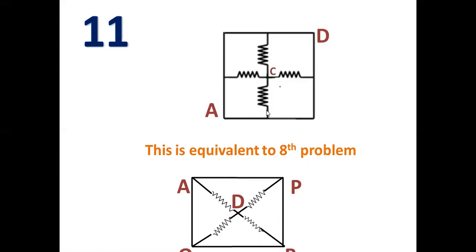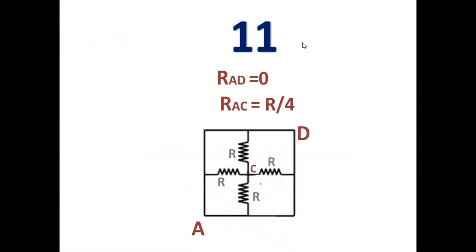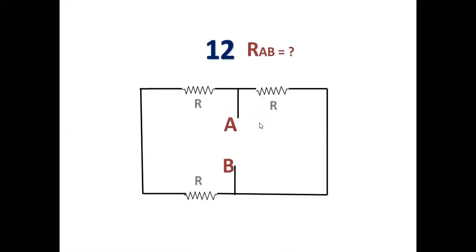So A and C are the common points between the two terminals of 4 resistors. This end, this end, this end, and this end of 4 resistors are made common, and these 4 ends are made common here. So 4 resistors are connected between 2 common points. The net resistance is R by 4 between A and C. Between A and D, it is 0. Between C and D, again, it is R by 4. So R_AD is 0, and R_CD and R_AC are both R by 4. We will move on to the next one.